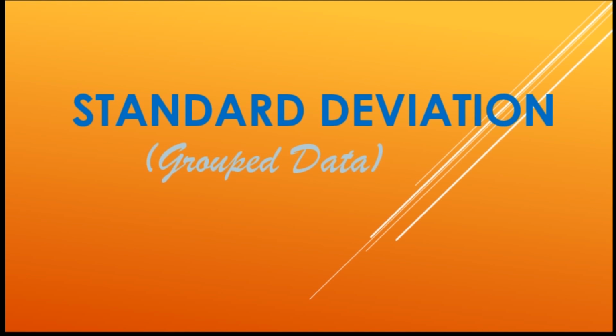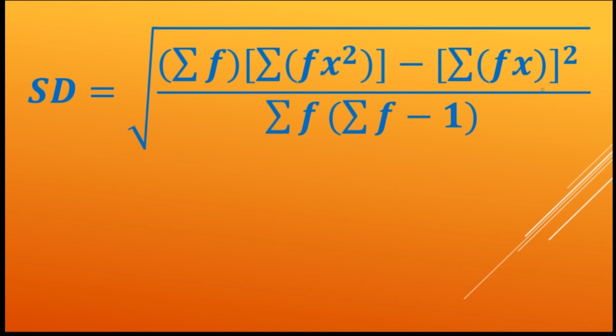Standard deviation of grouped data. So how do we find the standard deviation of grouped data? Just like the mean deviation, we need to know the formula that we're going to use and the columns that we will add in our frequency distribution table. So this is the formula that we're going to use in finding the standard deviation of grouped data.